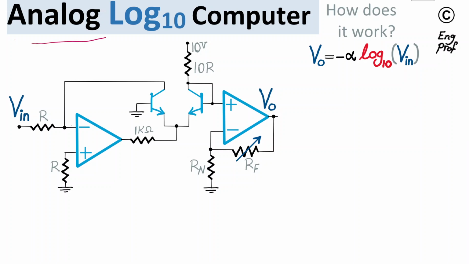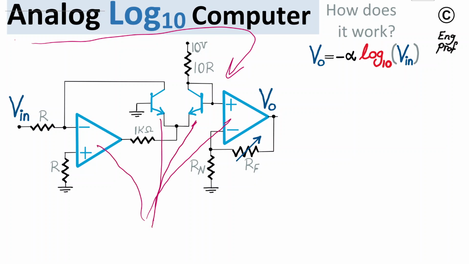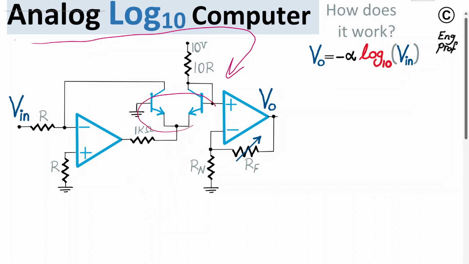An analog log10 computer circuit is shown here, implemented with two operational amplifiers and a pair of bipolar junction transistors, or BJTs, as you can see here, that are matched.